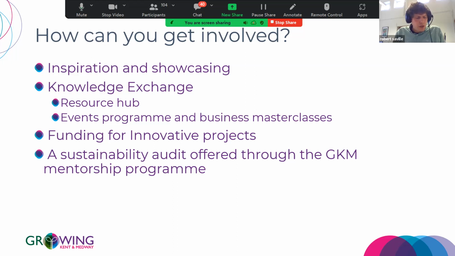And we also, as part of Growing Green pilot, developed a sustainability audit and decarbonisation action planning process, which we hope to offer in the near future through the Growing Kent Medway mentorship programme.